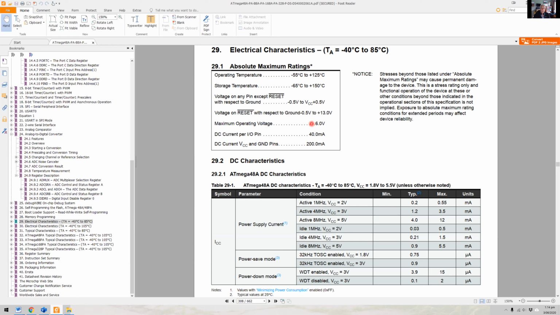Now, I've tried operating these microcontrollers myself at 6 volts and I wouldn't recommend it. I found it hard to program. They actually worked okay, but they didn't want to program. So actually, I tend to run them around 5.5. So the maximum operating voltage is 6 volts.